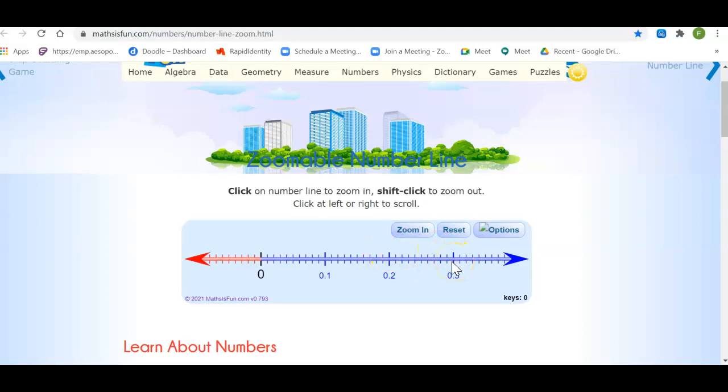So this shows you that 3/10 and 30 hundredths are the same. They have the same value.